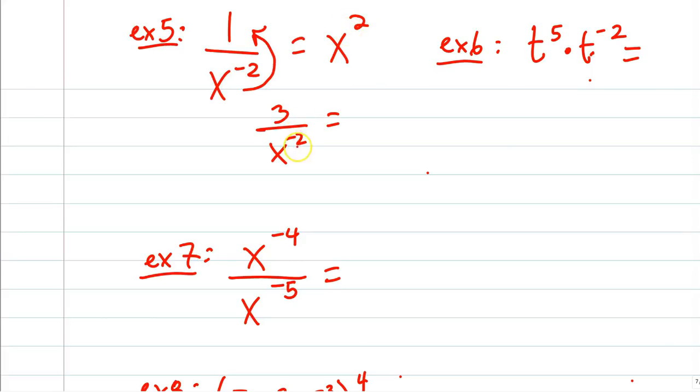If I have 3 over x to the negative 2, does the whole thing just flip? Where's the negative exponent? Only on the x. So that 3 stays, and then the x moves up next to it.